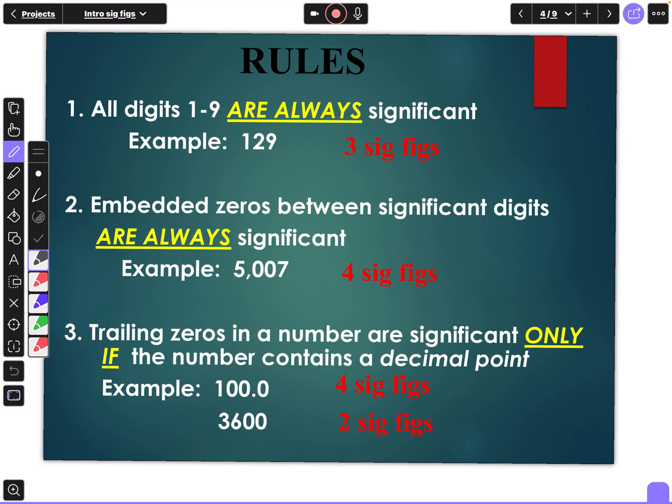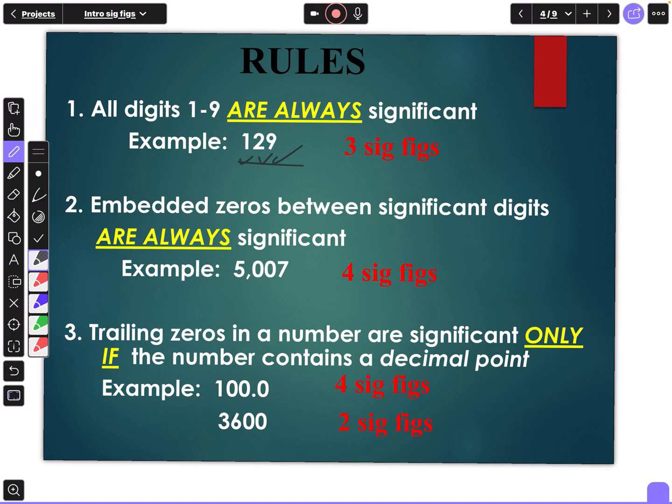The first rule says that all digits 1 through 9 are always significant. So if you see the number 129, all those are non-zero numbers, so they would all be significant. That would be 3 significant figures, and we shorten that up and call them sig figs. So all non-zero numbers are significant always.